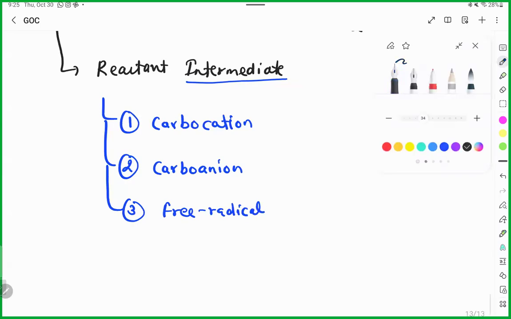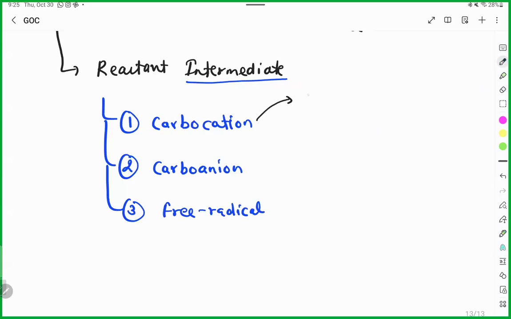Anvita, tell me something about carbocation. So it has positive charge, and three bonds are there, I think. sp2. Yeah, okay.